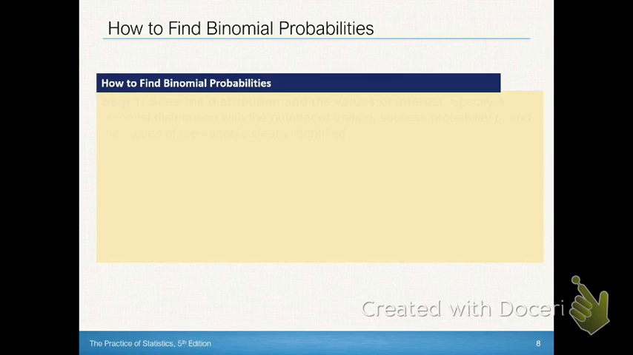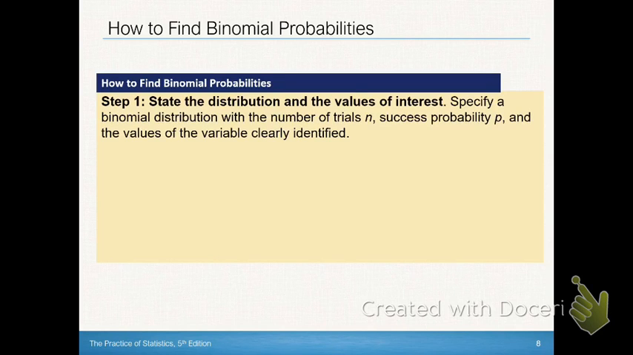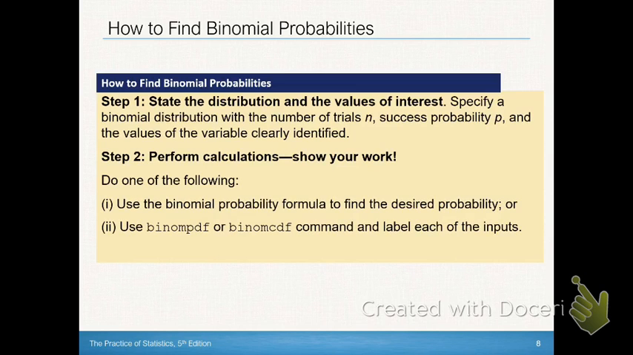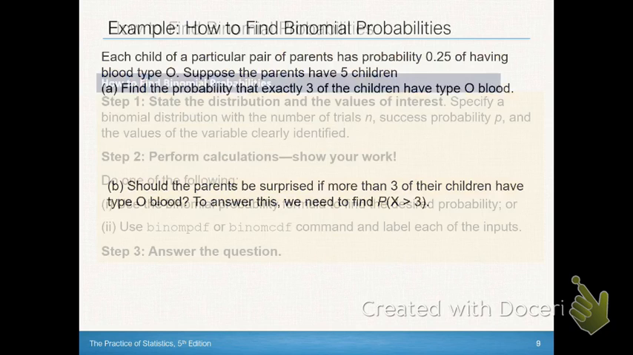So let's go back to that example about the children and having type O blood, and look at how we would do this. There are going to be 2 methods. Number 1 is using this new formula we just came up with. And number 2, there's going to be a second video for you to watch, and you're going to use functions called binomPDF and binomCDF. Make sure you pay attention to when you use which one as well. But we'll do the by-hand one first.